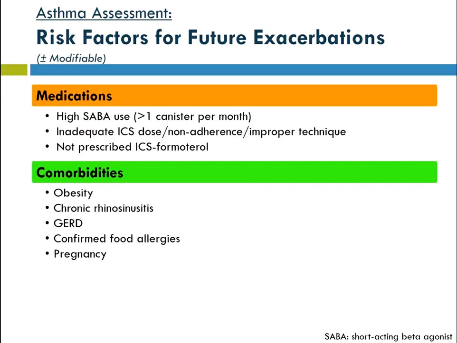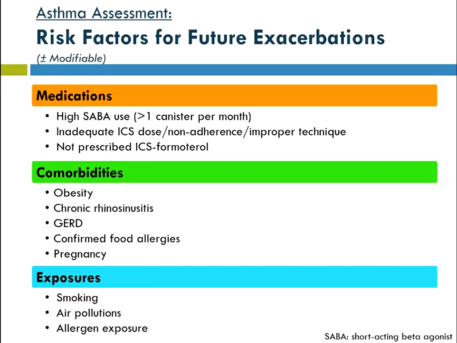Comorbidities, so other conditions that would increase their risk for future exacerbations. Obesity, chronic rhinosinusitis, GERD, confirmed food allergies, and pregnancy. So some of these you can't really modify. Some of these you can't. When we think about non-pharm treatment options, think about triggers, how can we address those? Think about risk factors, how can we address those? Okay?